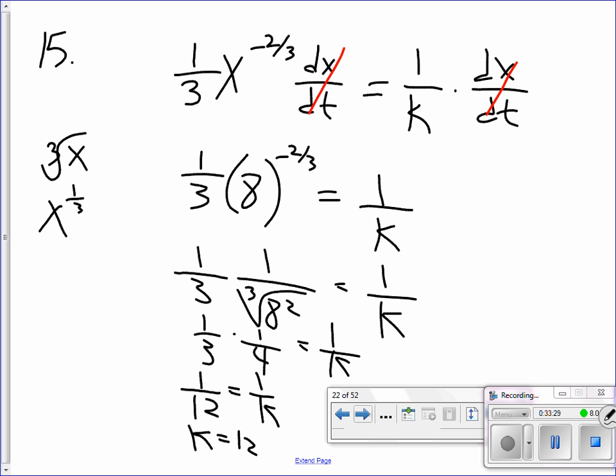This time, though, he's walking away from the street light. So now the given derivative, yeah.